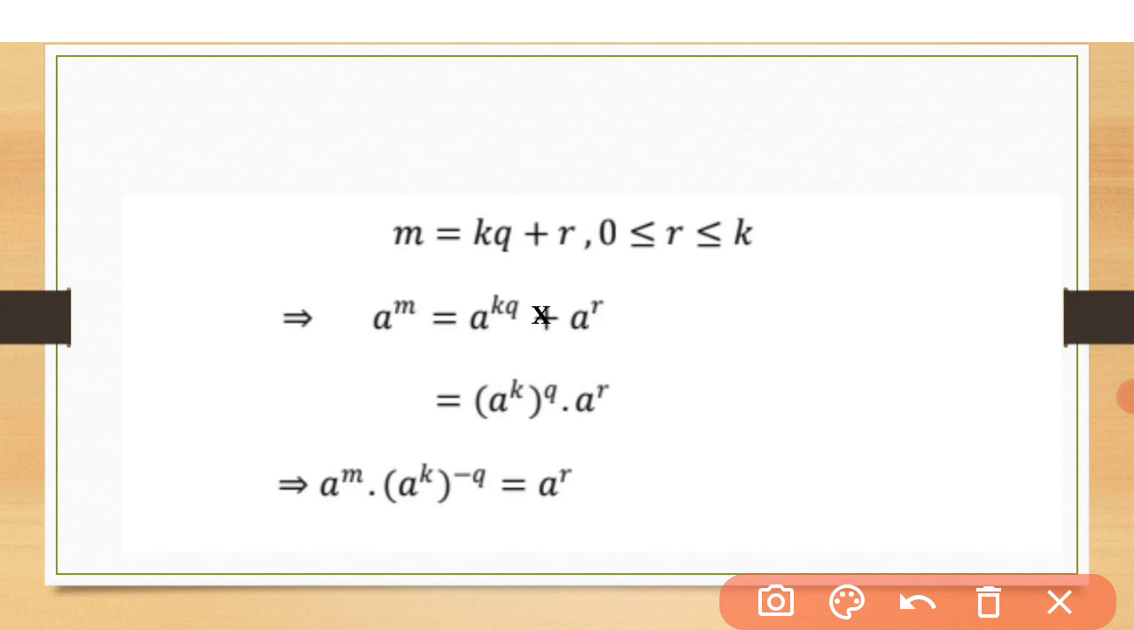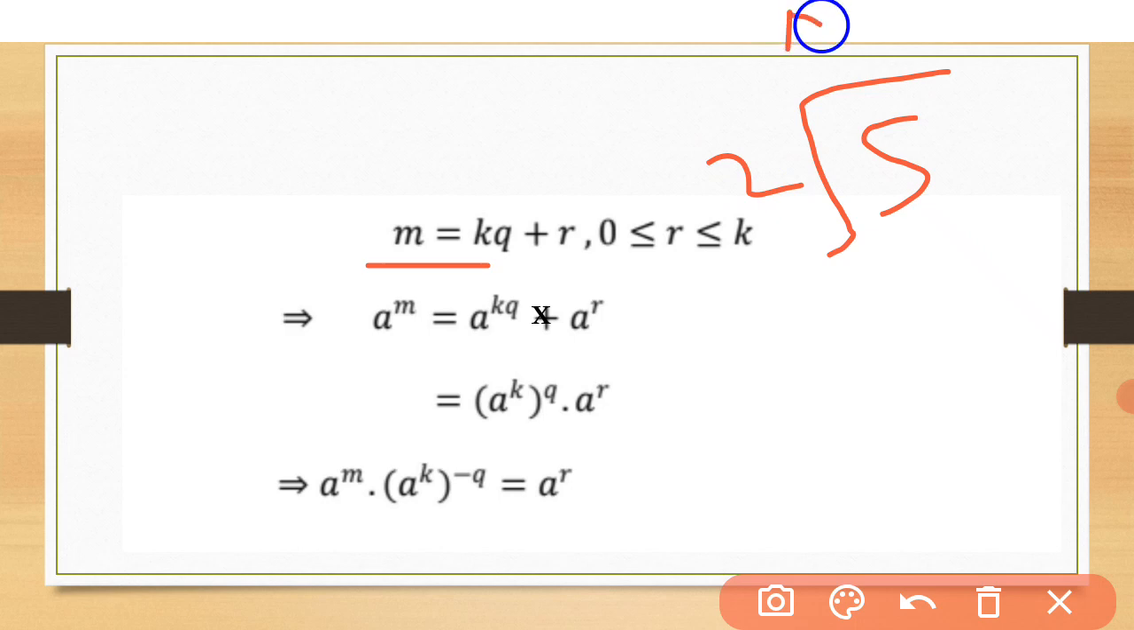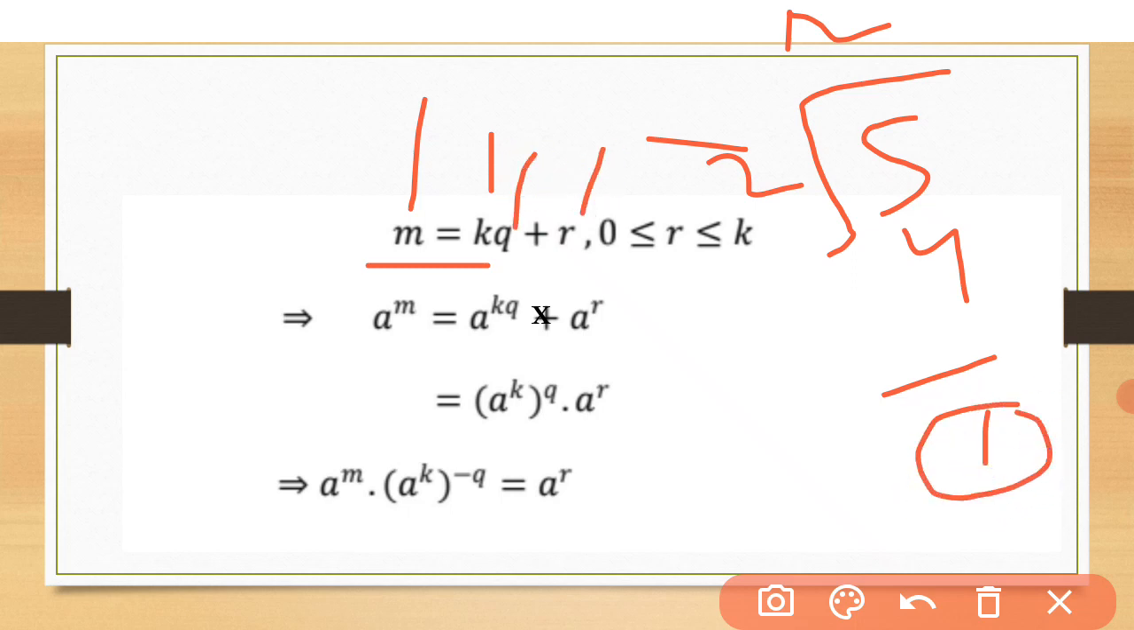Here we see that m is equal to kq plus r. For example, let m be 5 and k be 2. When we divide 5 by 2, 2 twos are 4 and 1. Here 5 is m, 2 is k, the other 2 is q, and this 1 is r. I hope you understand the division algorithm.